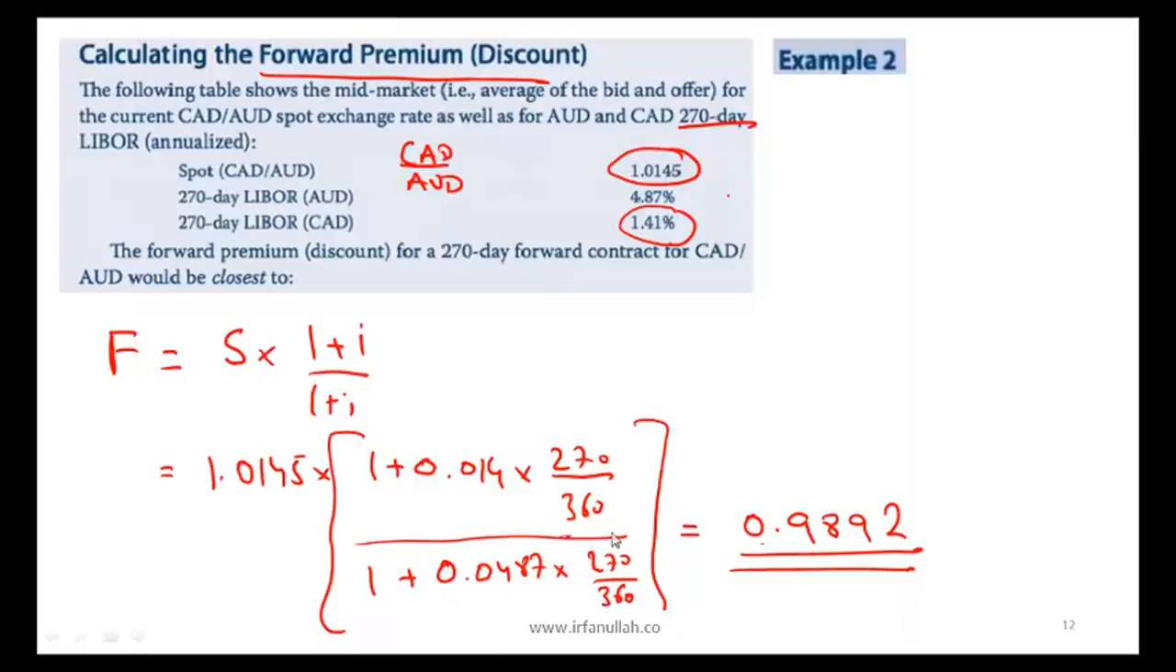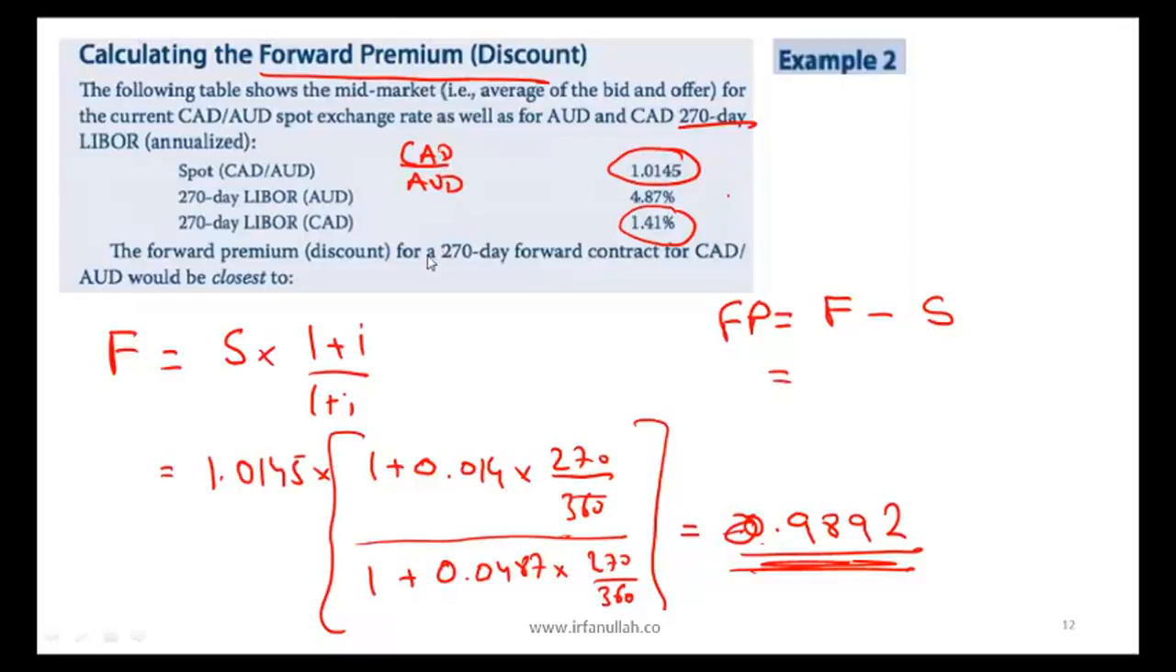So what is this? This is the forward price. The forward premium is equal to, does anybody know what's the forward premium equal to? Is it forward minus spot or spot minus forward? The forward premium is the forward minus the spot.